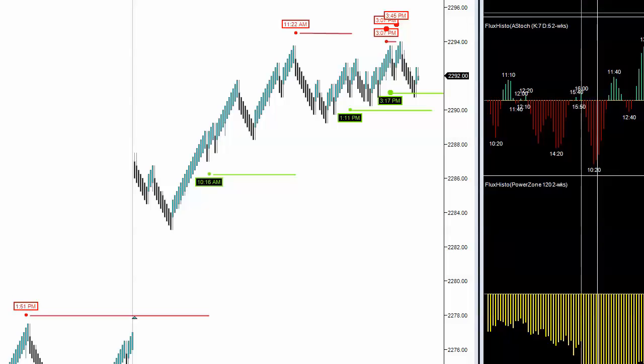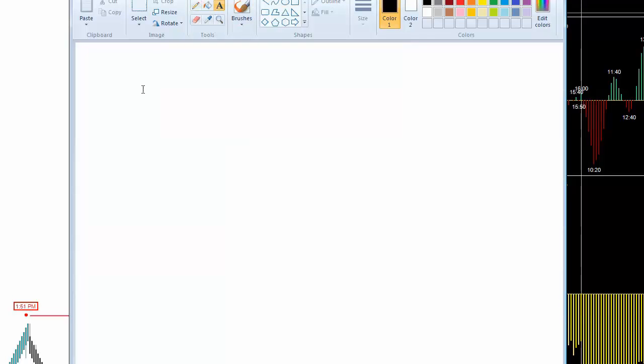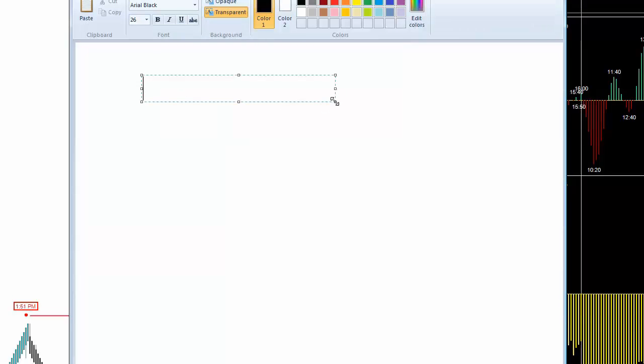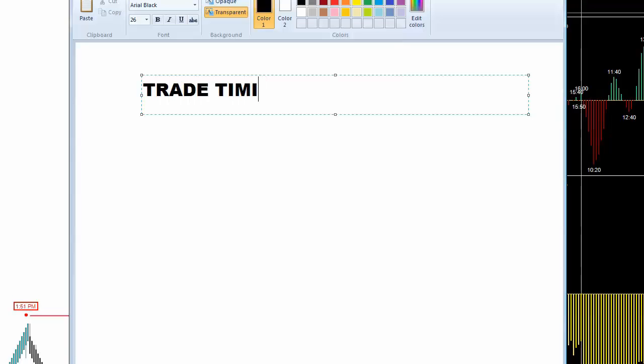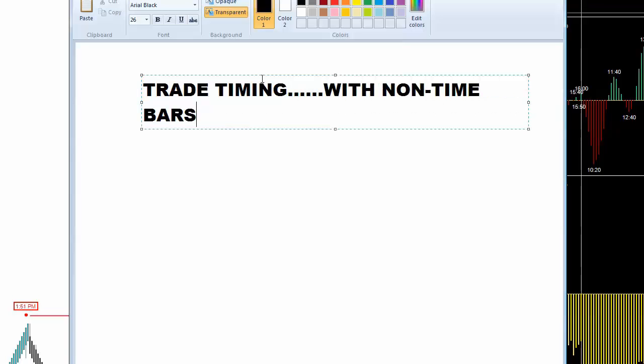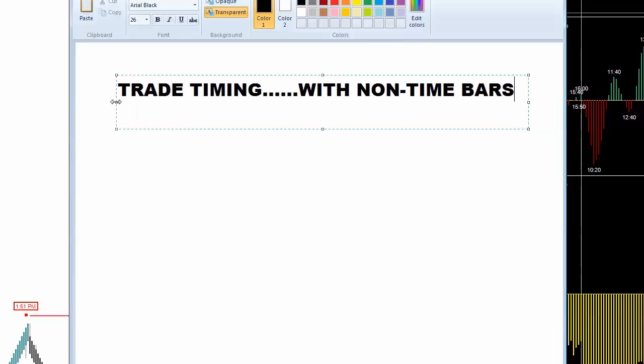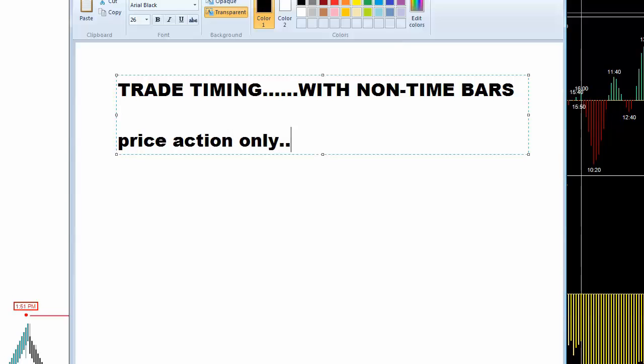I want to talk to you about the integration of FLUX tools with non-time bars. I was working with a customer earlier this week, and I really think he hit a wall in terms of understanding how to integrate the idea of trade timing with non-time bars. This customer for years had been trading price action only, and he'd been doing that with a custom or a different style of bar called a RENKO bar.